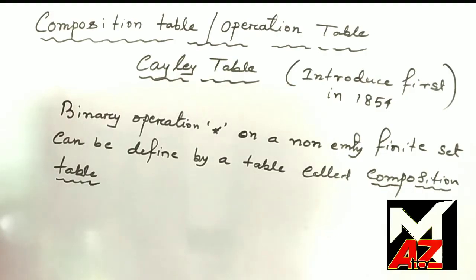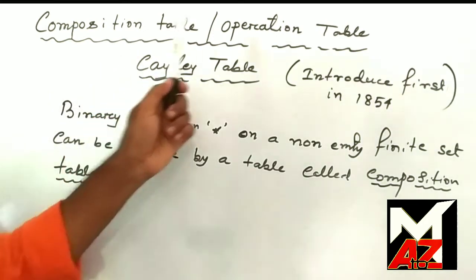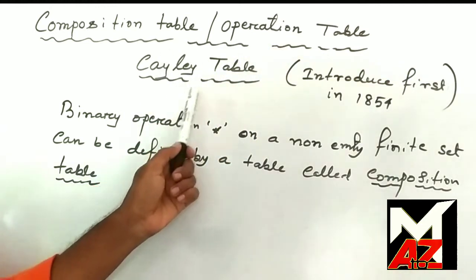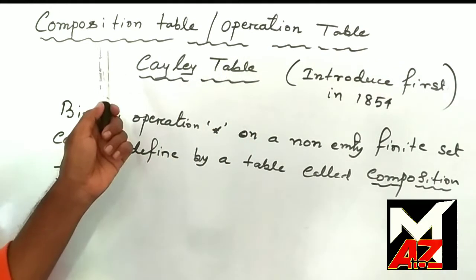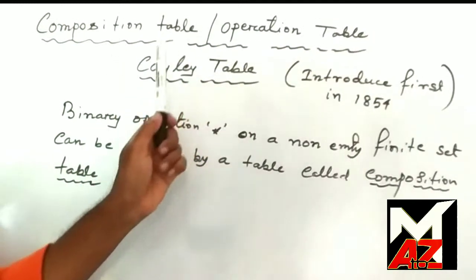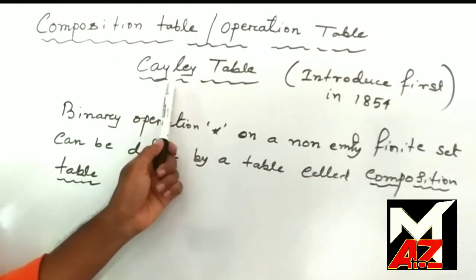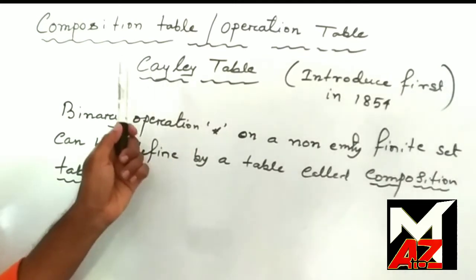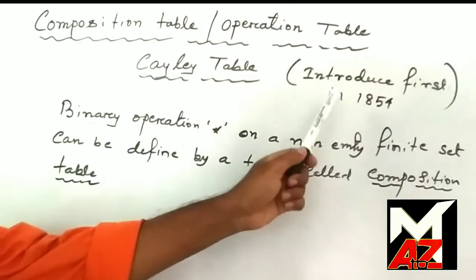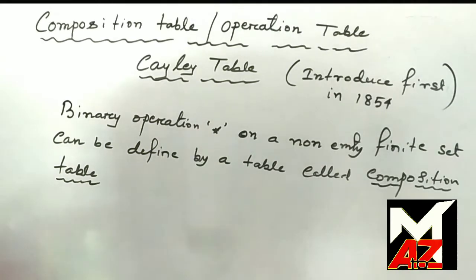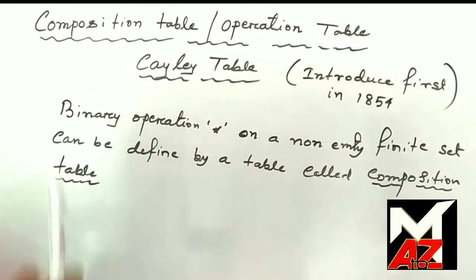Before taking a forward step in group theory, it is better to understand what a composition table is, or an operation table, or Cayley's table. These three are the same: composition table, operation table and Cayley's table. This is known as Cayley's table because the mathematician Cayley first introduced it in 1854. So it is called Cayley's table also.